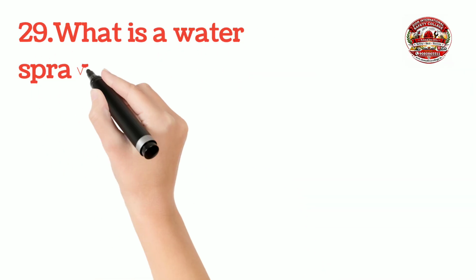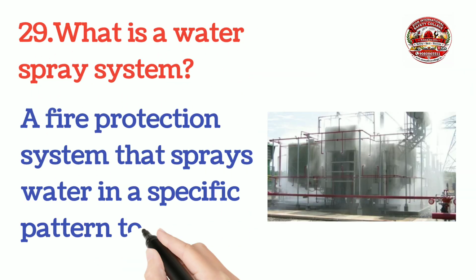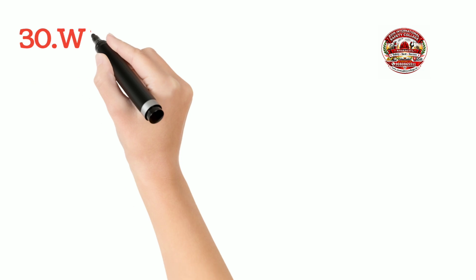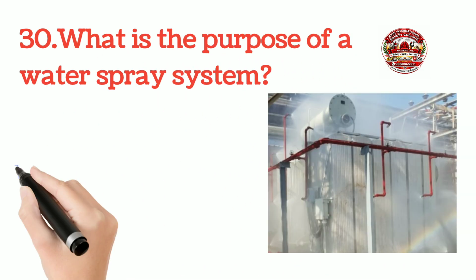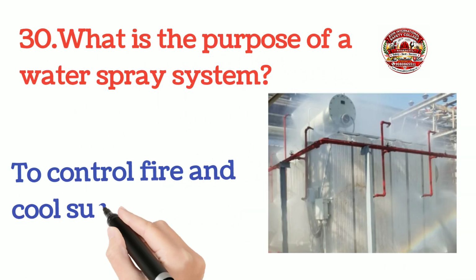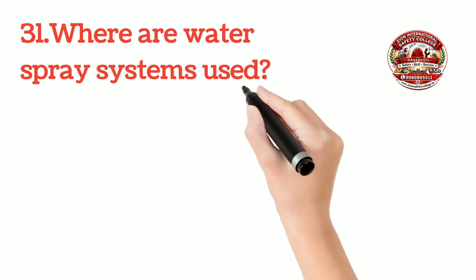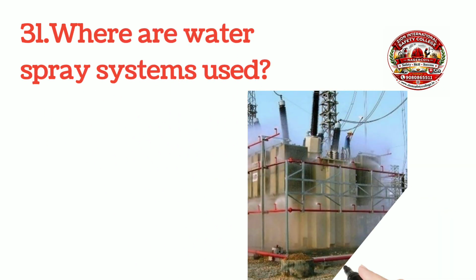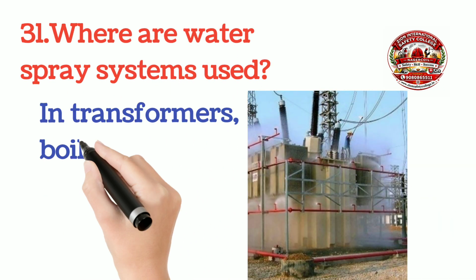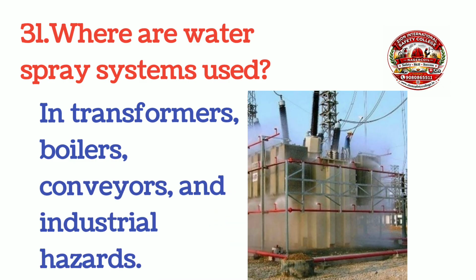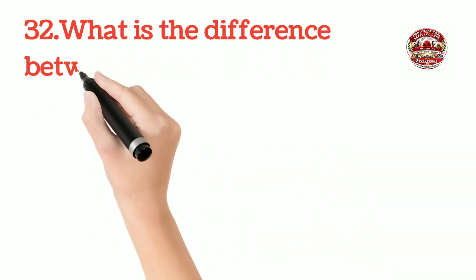What is a water spray system? A fire protection system that sprays water in a specific pattern to control fire. What is the purpose of a water spray system? To control fire and cool surfaces. Where are water spray systems used? In transformers, boilers, conveyors, and industrial hazards.